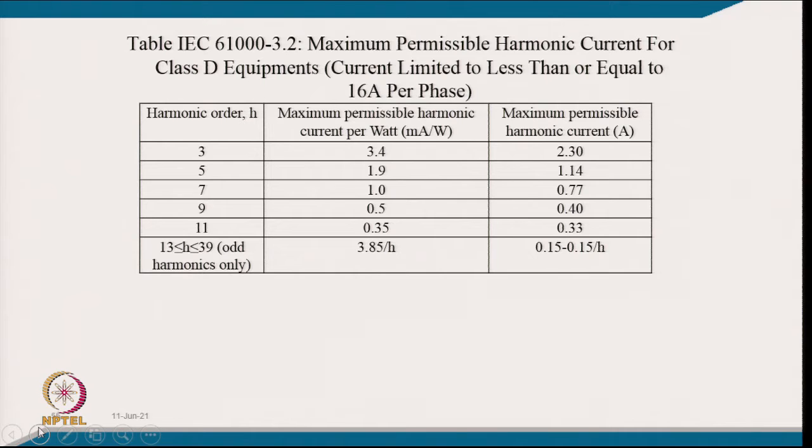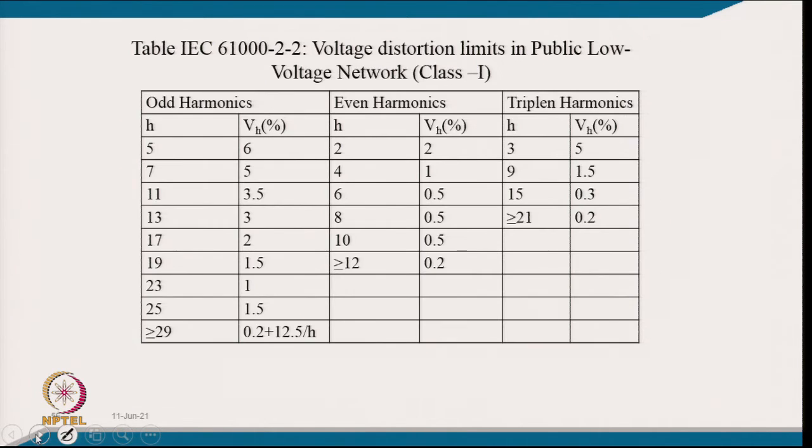So, this milliampere per watt means you might have, like, a 100 watt equipment. So, certainly these quantities will be multiplied by 100. So, this is with the IEC 61000 standard.